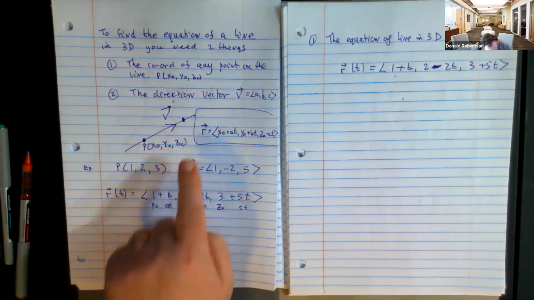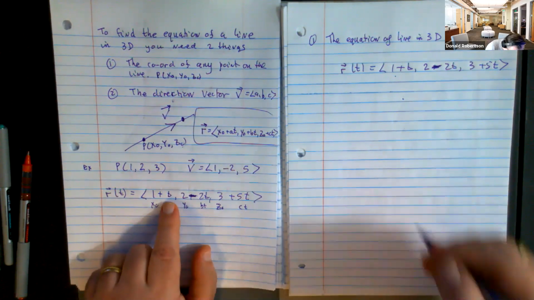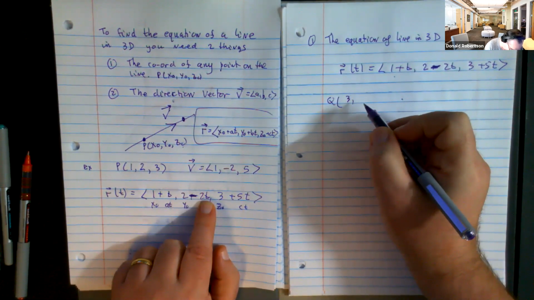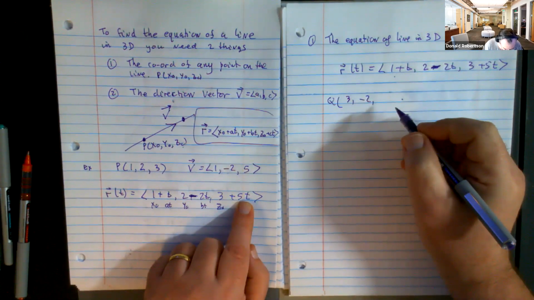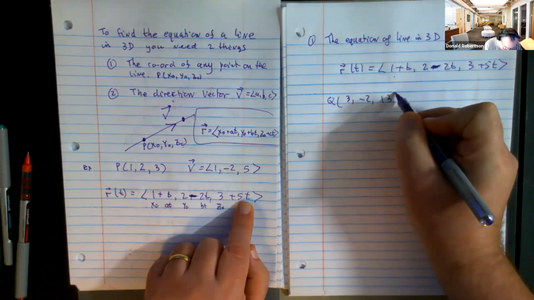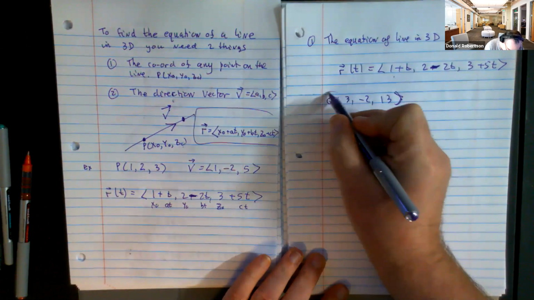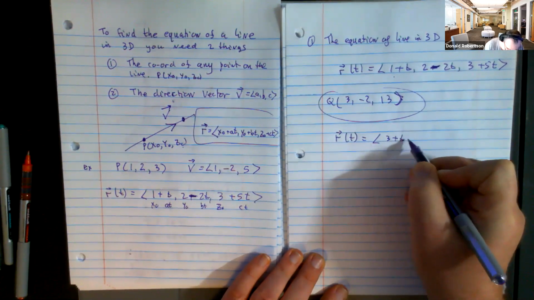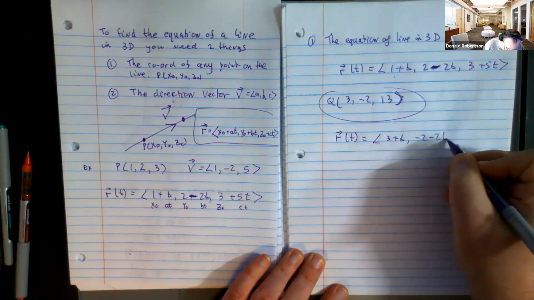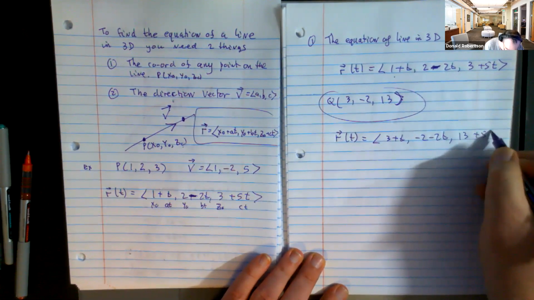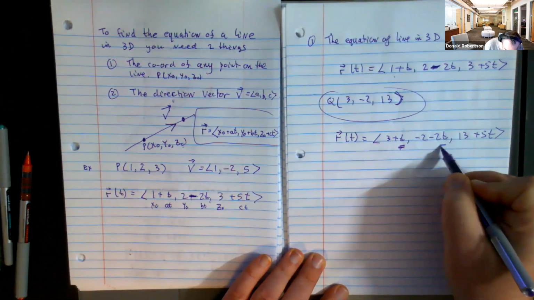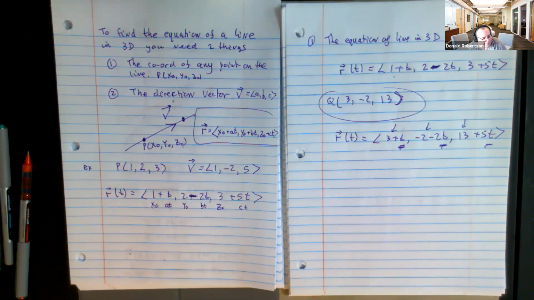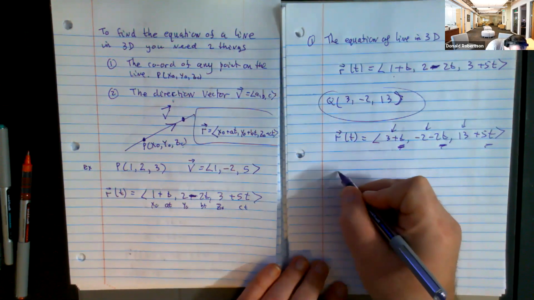Now, can you just trust me that that point there happens to be, let's call it Q, 3, -2, 13. Now, if I use that one, wouldn't the equation of the line now be 3 plus t, -2 take away 2t, and 13 plus 5t, because this is fixed, but can't these change depending on who you tell me? You agree?